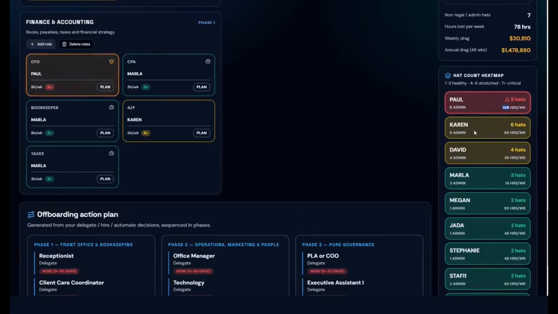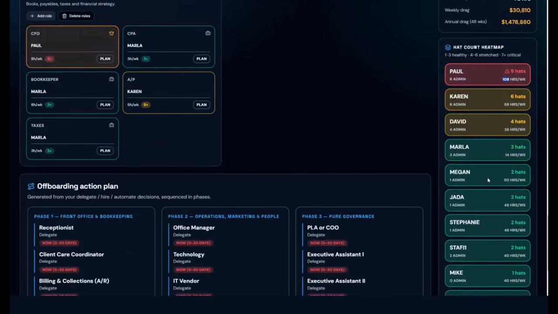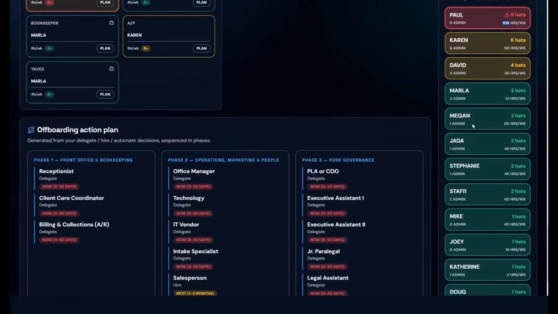Now, we have 2 admin people who are yellow. They're not red, but they're getting there. Karen's wearing 6 hats and theoretically working 68 hours a week. David wearing 4 hats, but he's only working 36 hours a week. It's possible there can be some equitable distribution between those two. Marla's really a vendor, but look at Megan.